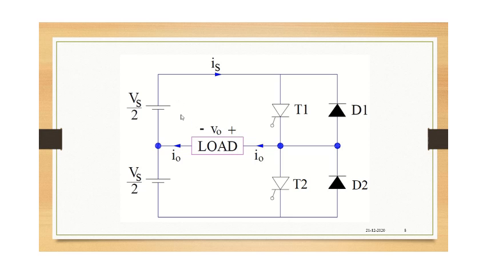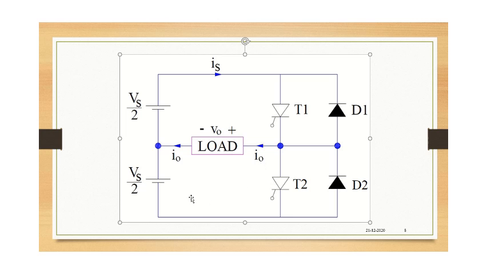Since the circuit current will be flowing in this direction, here it will be positive and here it is negative. The load will have the voltage positive at this terminal and negative at this terminal because of the switch T1 conducting between 0 to T by 2. Okay. Now imagine you have turned off T1 and you have turned on T2.